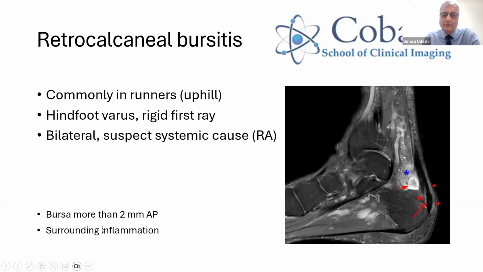So how do we define it? Anything more than 2 millimeters AP diameter is a retrocalcaneal bursitis, and you need to see the surrounding inflammation. So you've got some increased signal here in the fat pad as well.